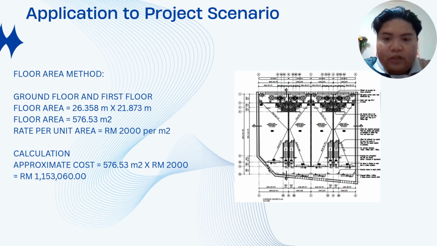For approximate cost, we need to multiply floor area and rate per unit area, which is 576.53 meter square multiply 2,000 ringgit per meter square, and we get 1,153,060 ringgit.